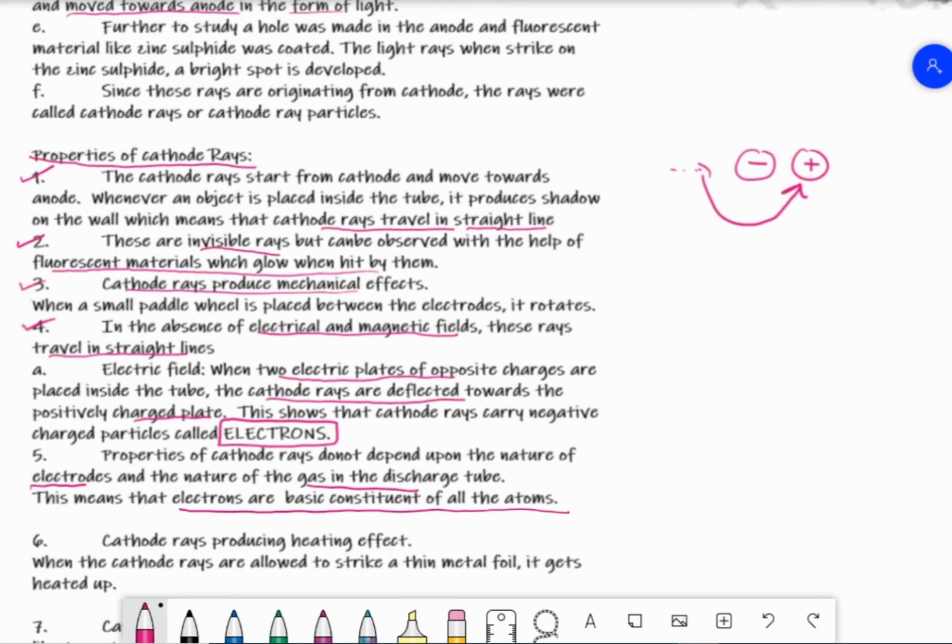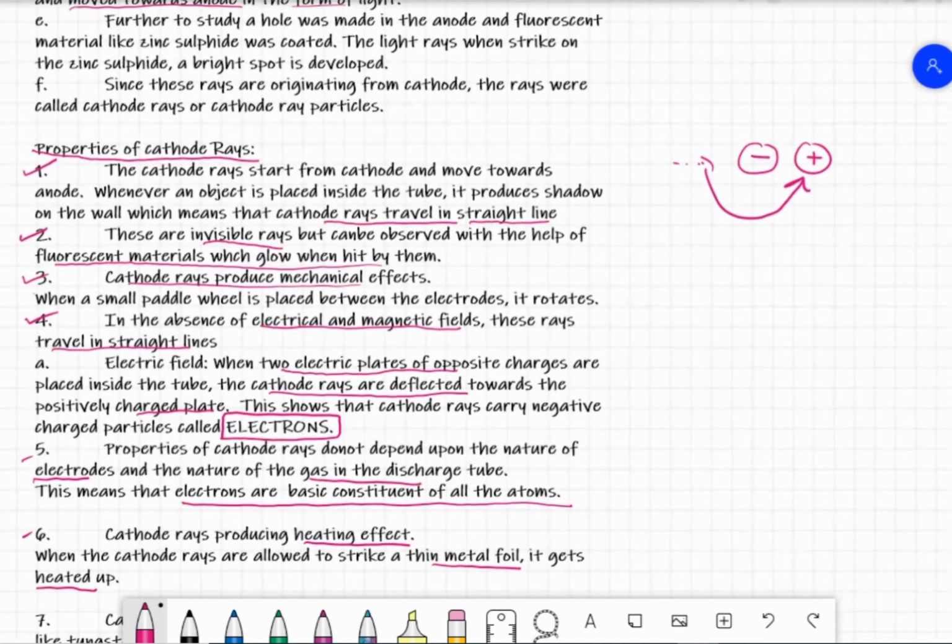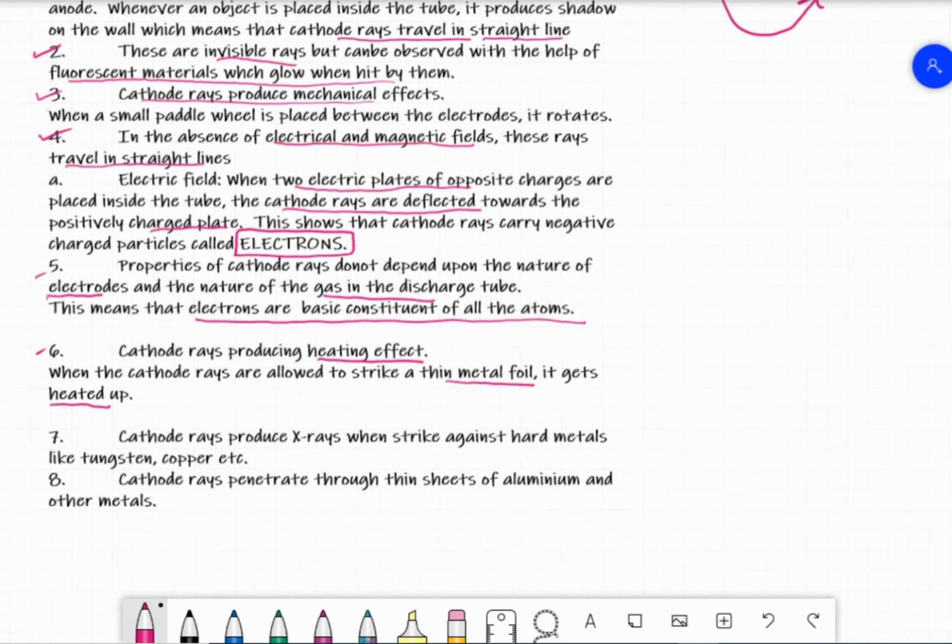Then the sixth property is that cathode rays produce a heating effect. If you place a metal foil in front of the cathode rays, it will be heated up, which means that cathode rays produce a heating effect. Then cathode rays produce X-rays when they strike hard metals like tungsten or copper. Now the last property is that cathode rays can penetrate through thin sheets of aluminum or other metals. So these are the 8 properties of cathode rays.